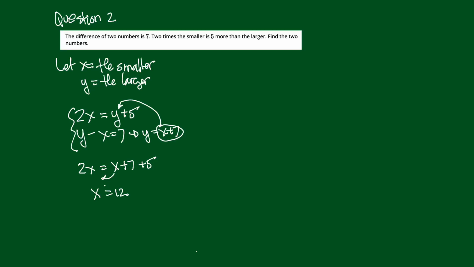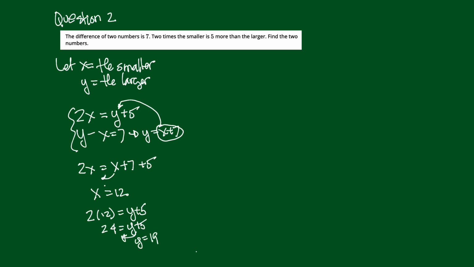Now, what is x? x is the smaller number. Okay, so I got the smaller number. Now, get the larger number. So what do you know about the larger number? Well, we're told that 2 times the smaller is 5 more than the larger. So I've got it right here. If I take 2 times that smaller, 2 times 12, that's equal to the larger, but 5 more. So this will give us 24 is equal to y plus 5. Subtract 5, this will give us y is equal to 19.